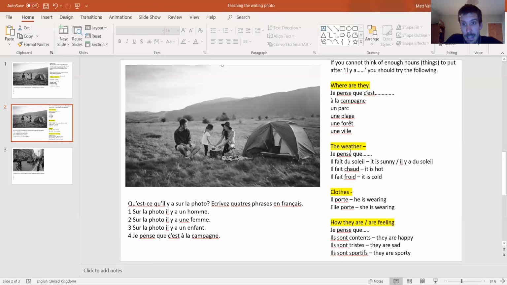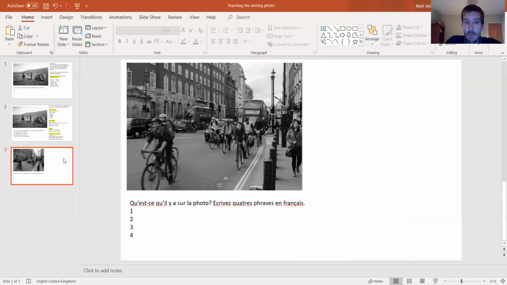And then the weather, again, if they're outside, you know some weather phrases, so je pense que, and then your weather phrases. Okay, and that is literally 8 marks, 8 out of 50 for that. No worries. So pause the video and have a go at doing this one. Really straightforward. Just pause the video, write your 4 sentences, and then I will go through some options I would have done for this.